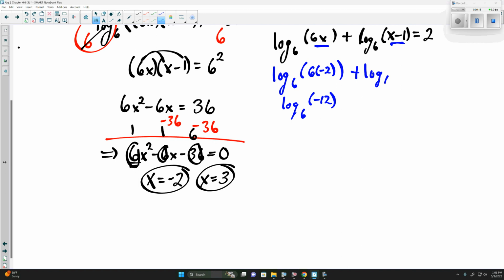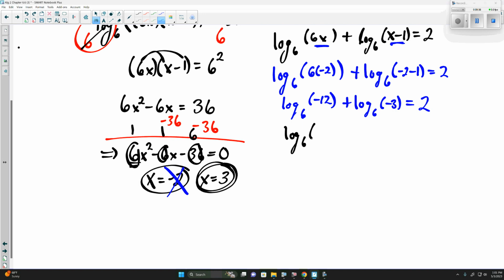Now I can go on and do the rest of it, because we'd have negative 2 minus 1, which is equal to negative 3. Because we have log base 6 of negative 12 plus log base 6 of negative 3. This doesn't work. And if we did do the same thing with 3, we would see that it does work.